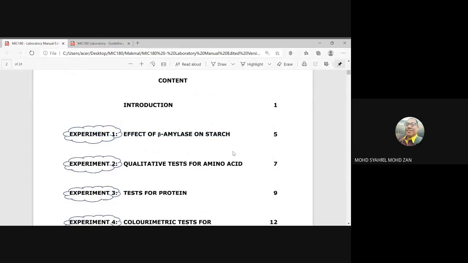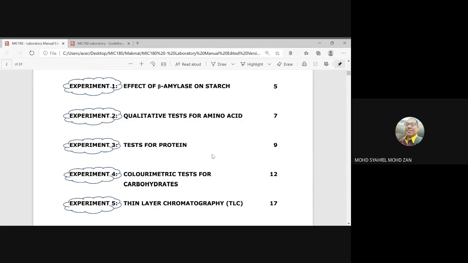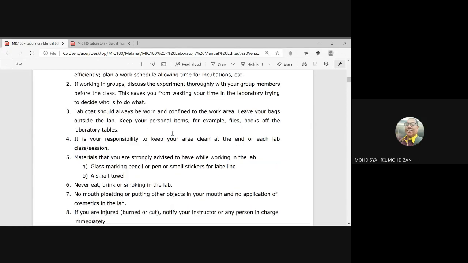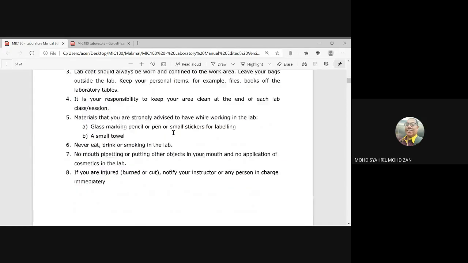Please open page number 5. So there is what we call the introduction here. What is the introduction? Actually, it is for good laboratory practices, or GLP, for the biochemistry laboratory. Since we are not doing that, you can read it briefly, the procedures for use before entering the lab.